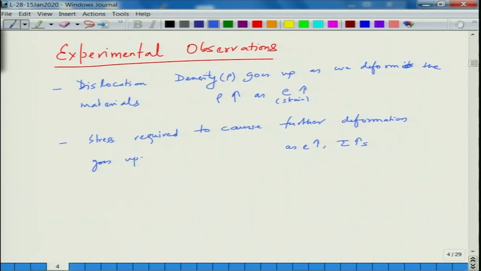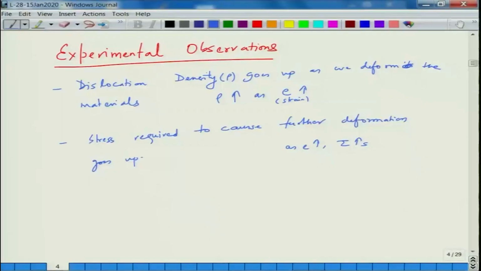So what we are saying is that, on the contrary, as we deform, the dislocation density goes up, and as the dislocation density goes up, the stress required to cause further deformation goes up. This is contrary to what we have just now said, that dislocations actually lower the amount of stress that is required to deform a material.